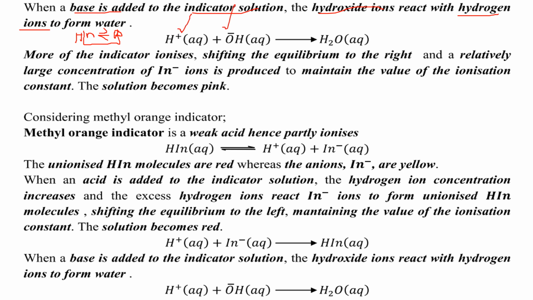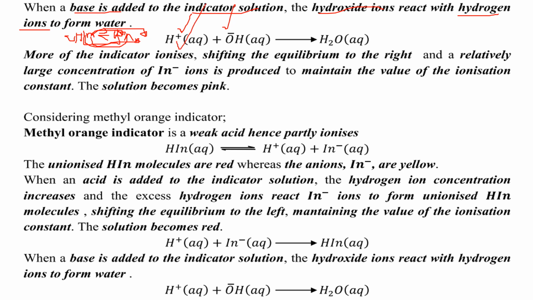Now equilibrium is going to be disturbed. Equilibrium is going to shift to the right. From the left to the right, more of the HIn molecules is going to ionize to form more of the hydrogen ions to restore equilibrium. So that means that we shall have less of HIn molecules and more of the In- ions, because more of this HIn is ionizing, and that means that the solution is going to exist as pink.